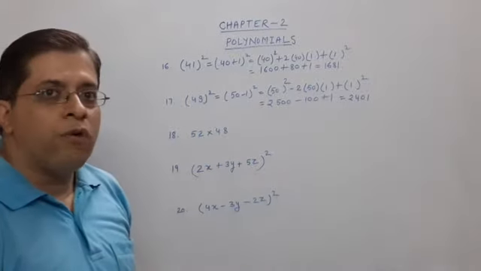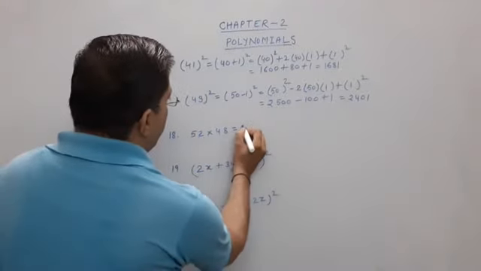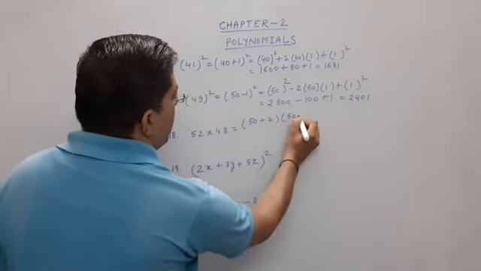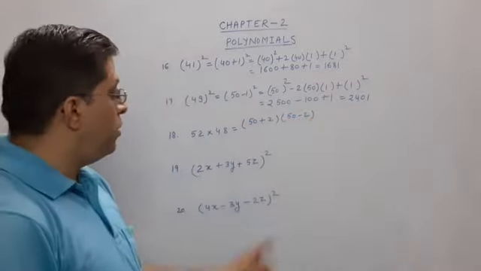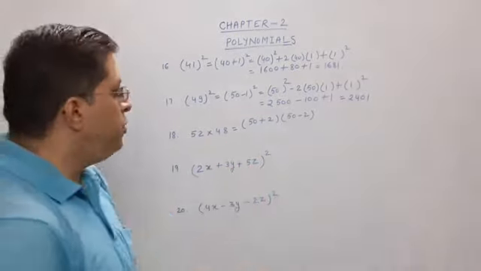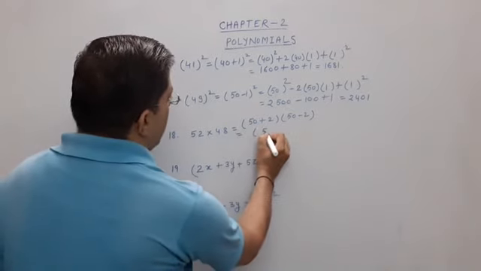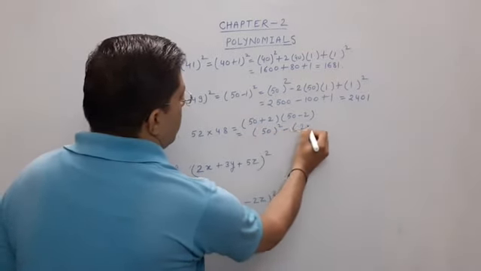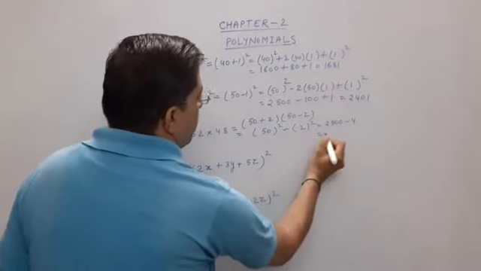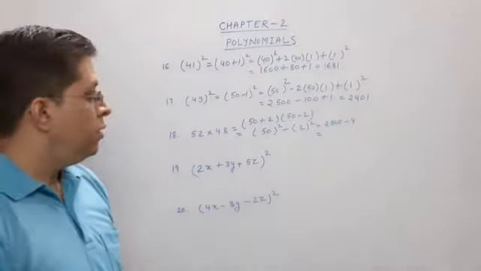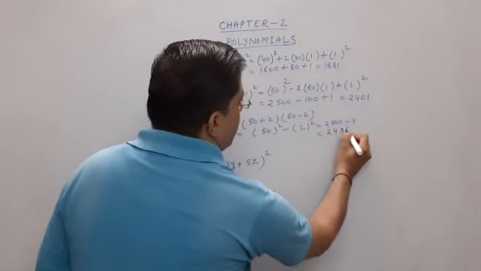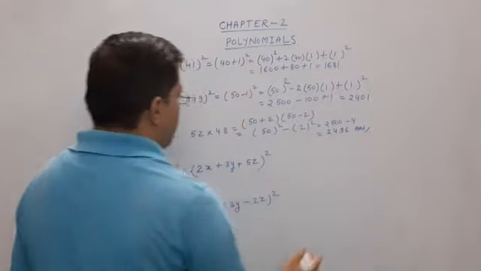Here, 52 into 48. With the help of an identity, how can I get it? 50 plus 2 and 50 minus 2, just like (a plus b) into (a minus b). That is a square minus b square. Come on, here a square minus b square, this is 2500 minus 4. Then what will come? 2496. This is your answer.